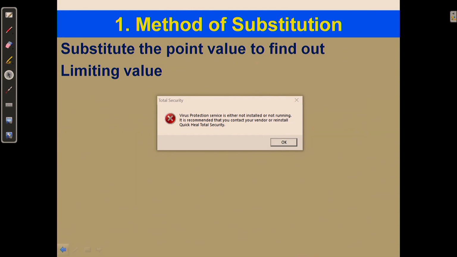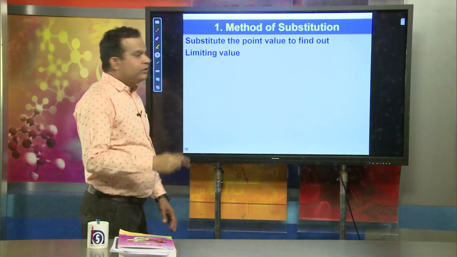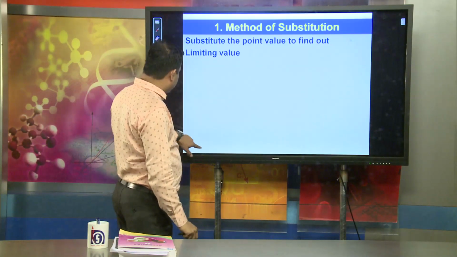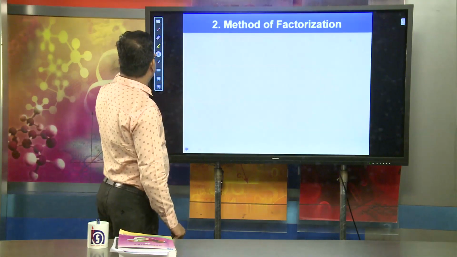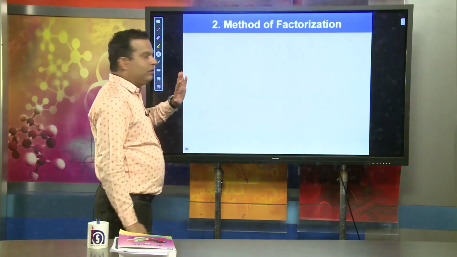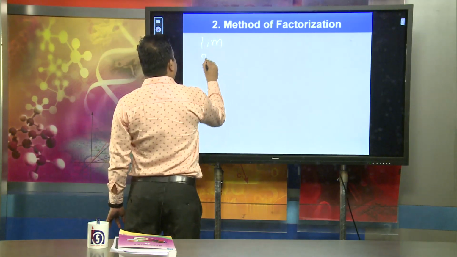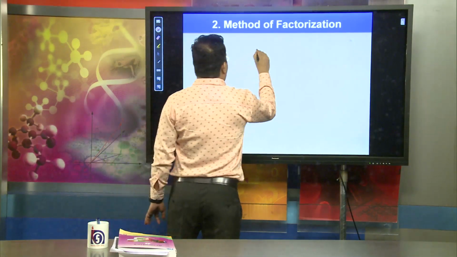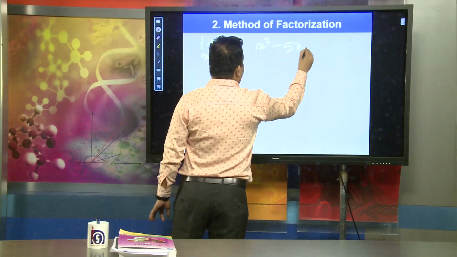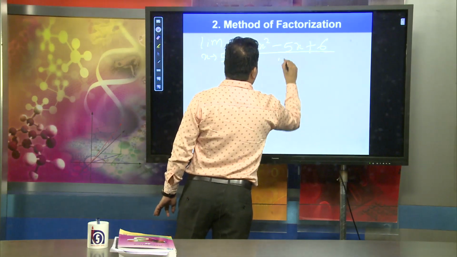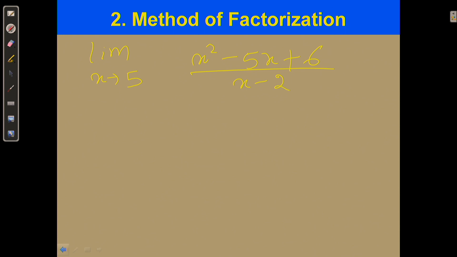So we have taken the method of substitution. Now suppose I would like to take another method. The other method is the method of factorization. Suppose I would like to take an example: the limit as x tends to 5 of x square minus 5x plus 6 by x minus 2. Let us see what we will do.